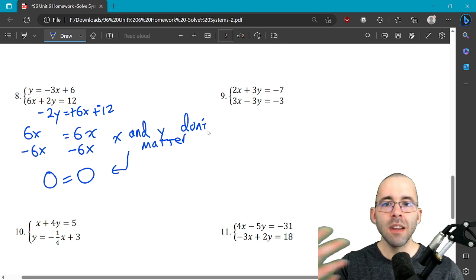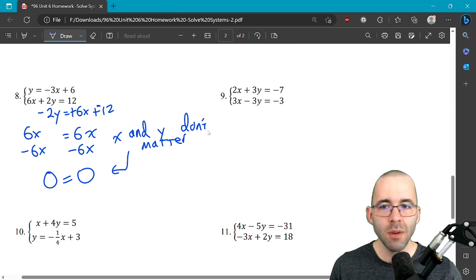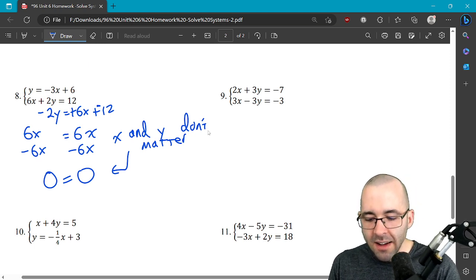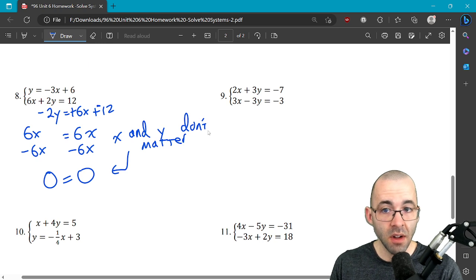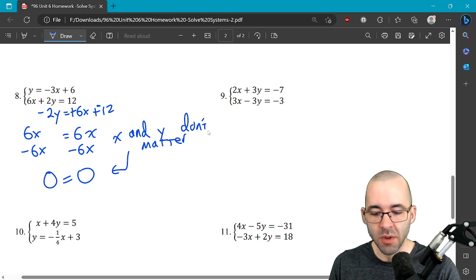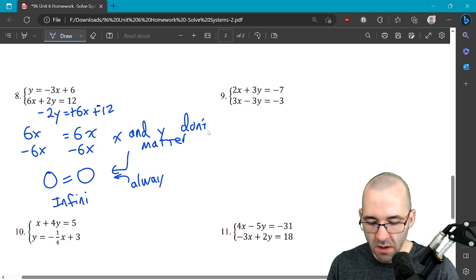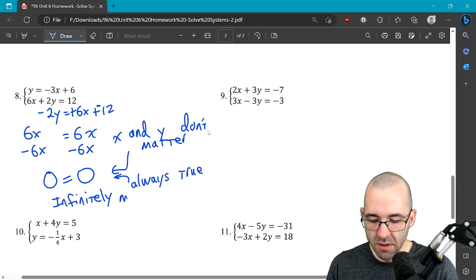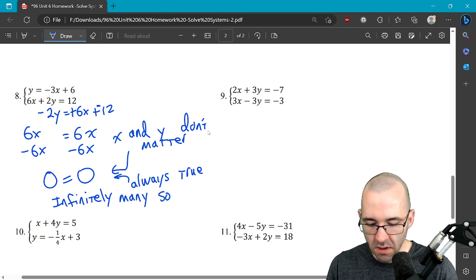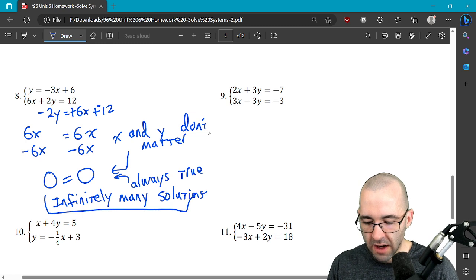Okay, there's infinitely many solutions. This is always going to be true. Anytime that one of these is true, the other will be true as well. Okay, so infinitely many solutions because this is always true. And then make sure to write the right answer in Canvas.